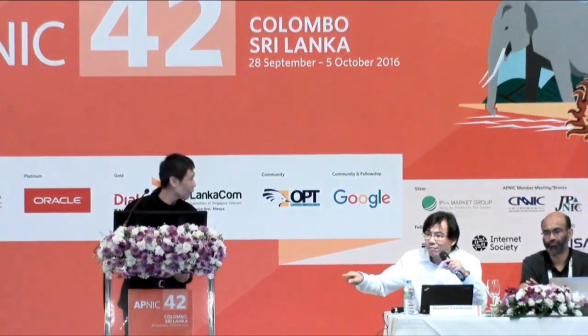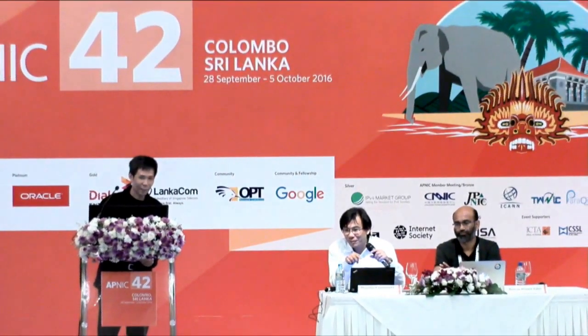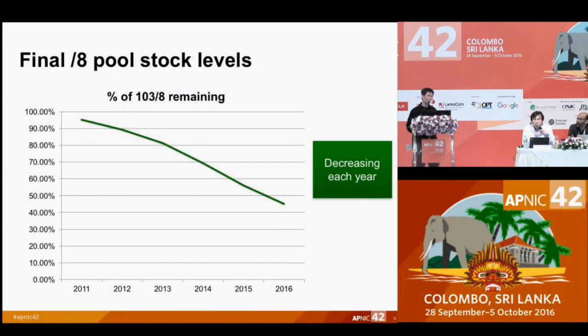So you have a graph just going down. Now we have already spent half of the final /8, right? Yes, we actually went down to 45% with mining, meaning 55% of the /8 has been allocated in less than 6 years. That is roughly 10% per year, but in the last 2 years it seems to be going down faster.